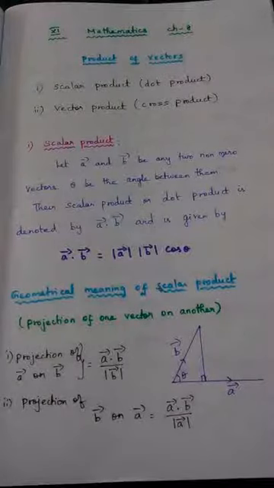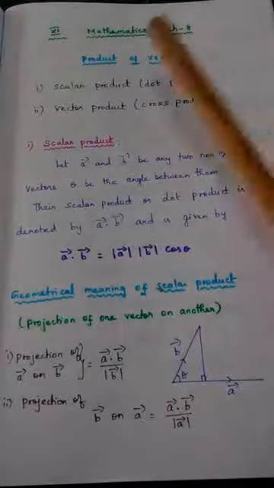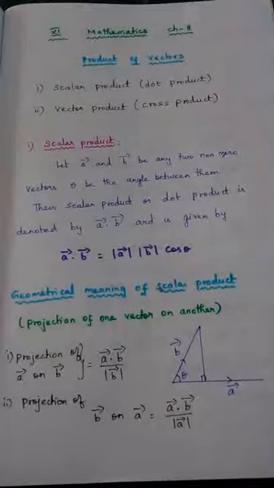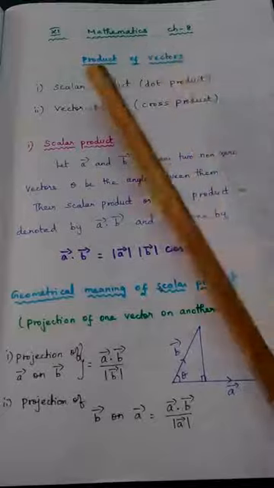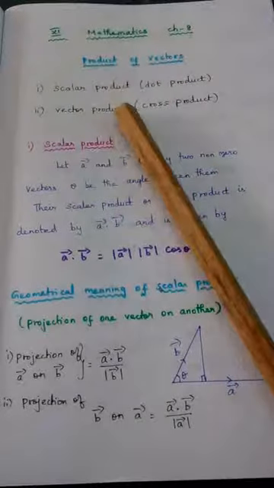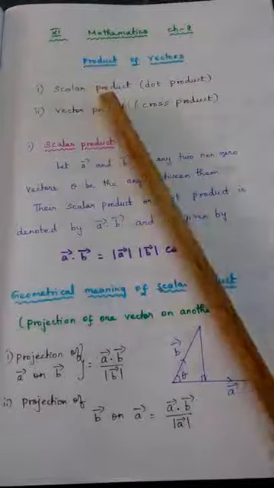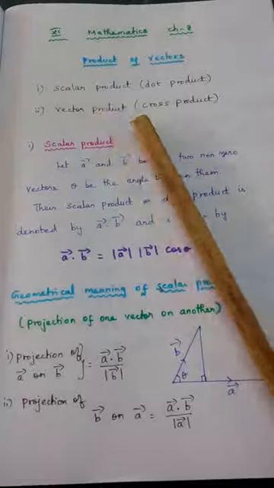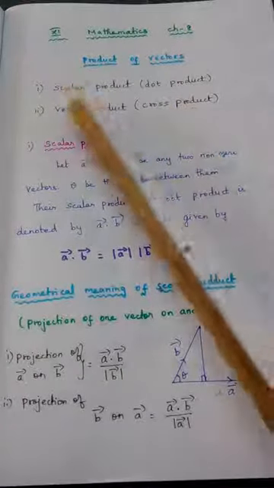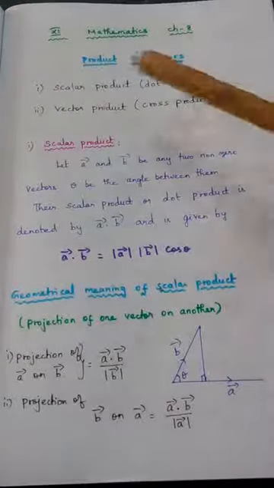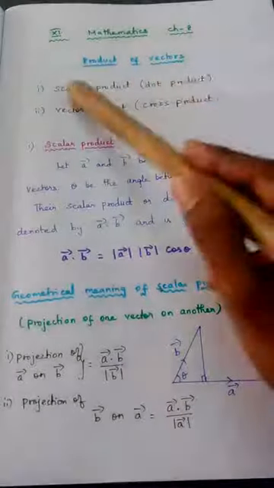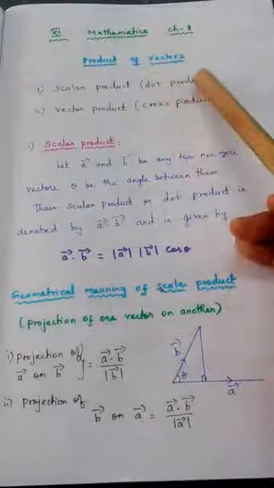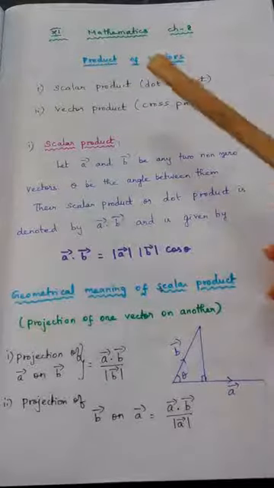So moving on to the chapter. In chapter number 8, in this class, we are particularly going to see about product of vectors. And we have two types under the heading product of vectors. One is scalar product, other one is vector product. The scalar product can also be called a dot product, and vector product can also be called a cross product. So two types of product that we are going to discuss, but in this class we will specifically take the first one, scalar product, or otherwise called dot product, and learn about that.